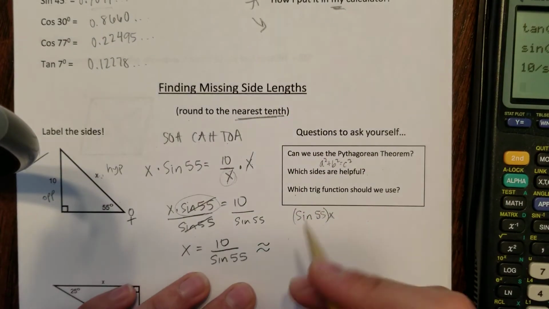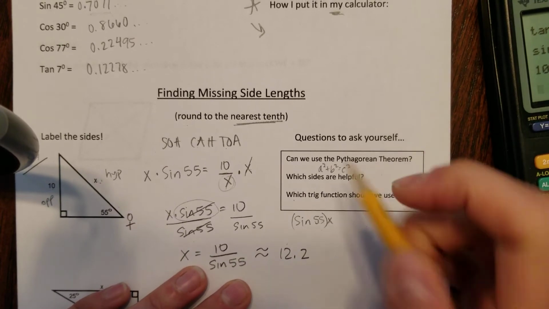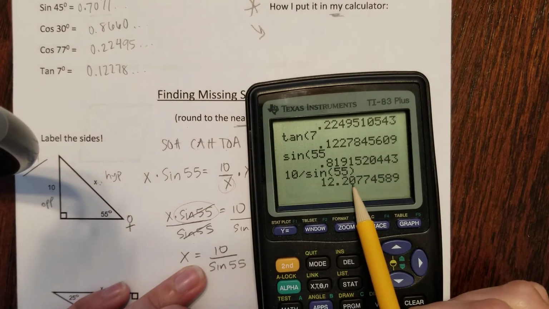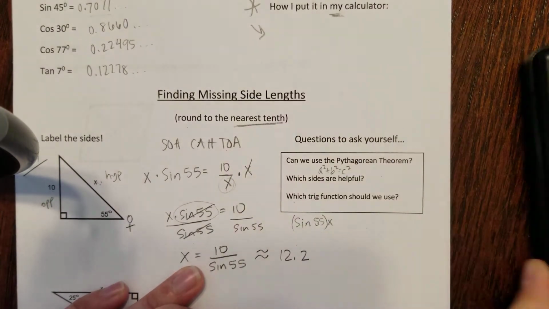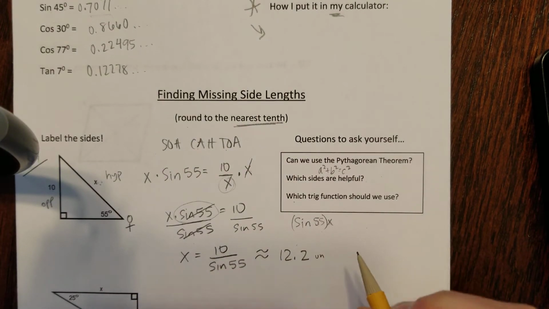So you should get 12.2 because we're going to the nearest tenth. So that 0 tells me to keep it at a 2. So 12.2, and that's a length, so I'm going to say units.